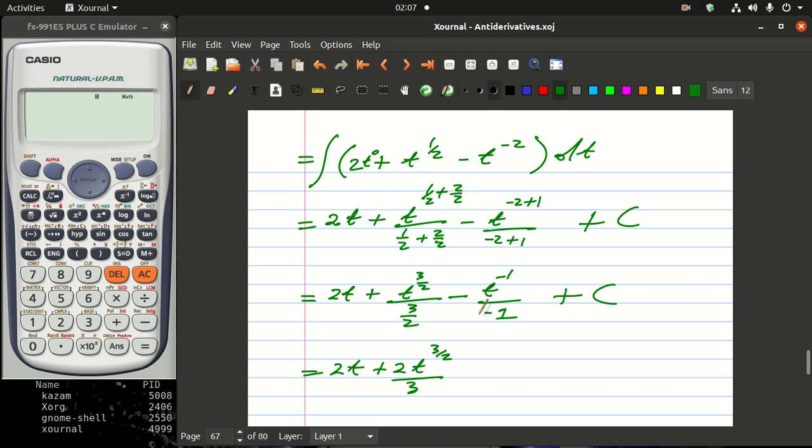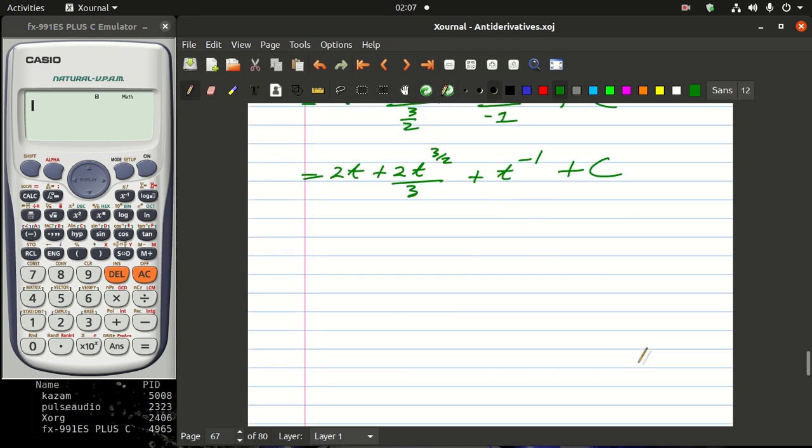And then minus and a minus is going to be a positive, t raised to minus 1 plus a constant, or simply put, it is going to be 2t plus 2t raised to 3 over 2 all over 3 plus 1 over t plus a constant. That's one way to do this.